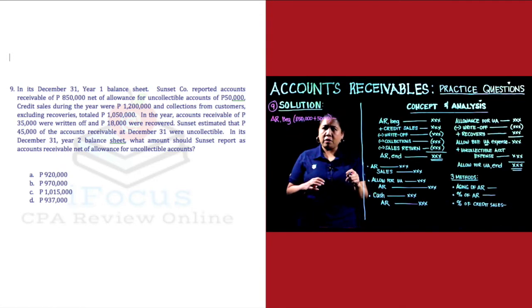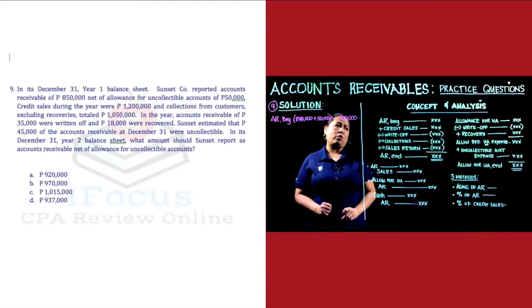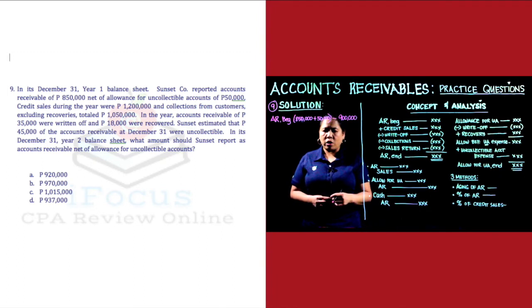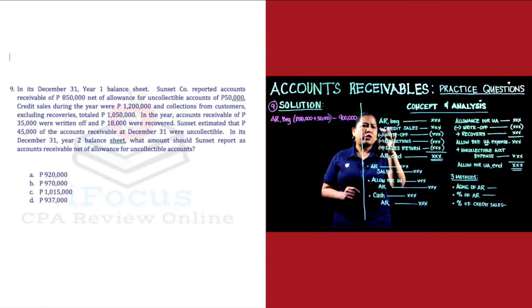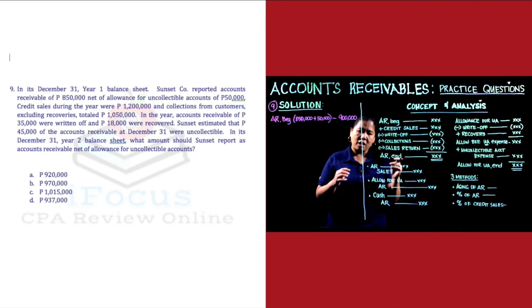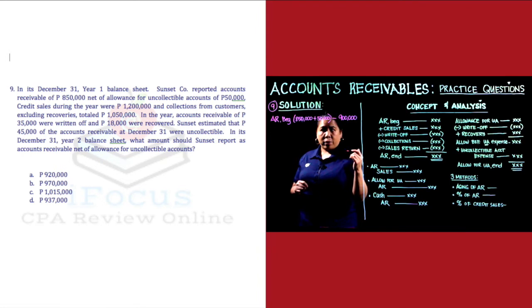So, ang ibig sabihin, ang ating accounts receivable beginning ay 900,000. Then, tingnan natin kung anong nangyari sa buong taon ng year 2. Credit sales during the year were 1,200,000. So, sa credit sales, that's an addition to our accounts receivable beginning. Kasi ang entry natin sa credit sales is debit to accounts receivable and credit to sales. So, when you debit an accounts receivable, nag-a-add ka po sa accounts receivable mo. Alright? So, we add our credit sales.